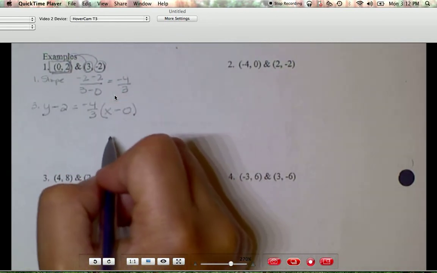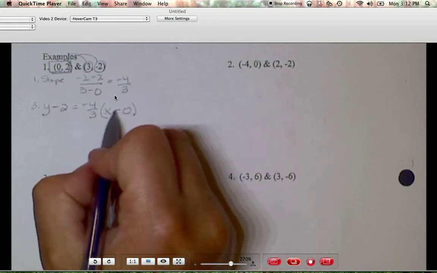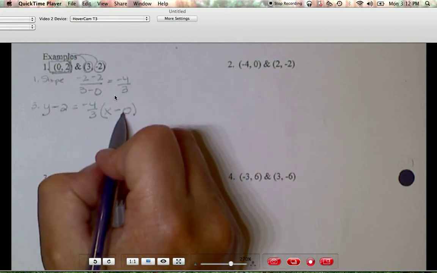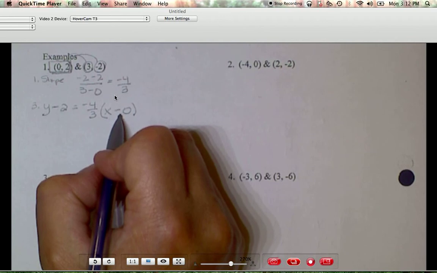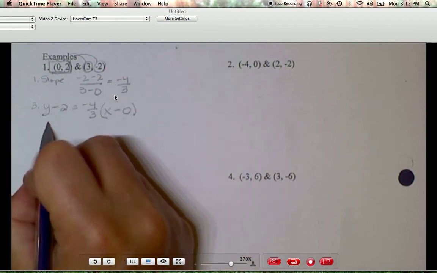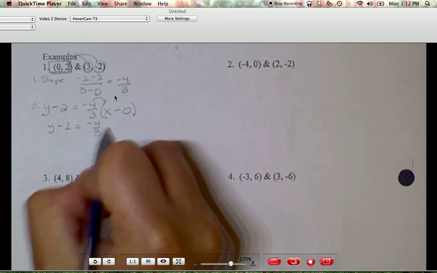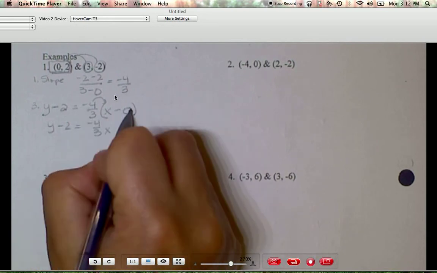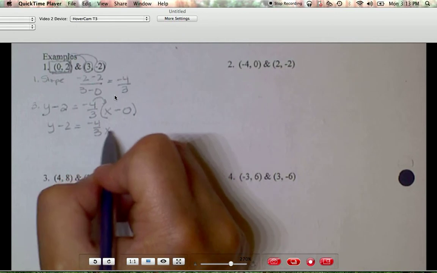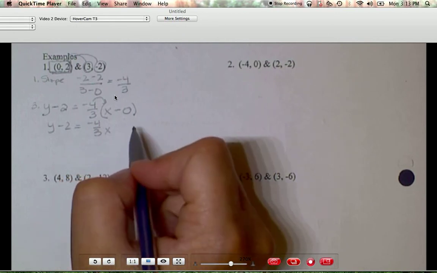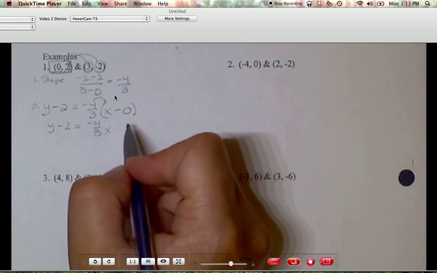And that will be very nice for us because we won't have to distribute the -4/3 to 0. Well, we do have to do it, but it won't challenge us. So we've got y minus 2 equals -4/3 times x, and -4/3 times 0, which will give us 0. So you don't even need to put plus 0 in there. You can if you want, but you don't need to.